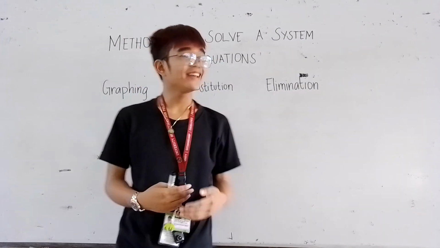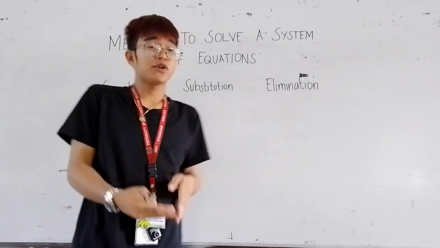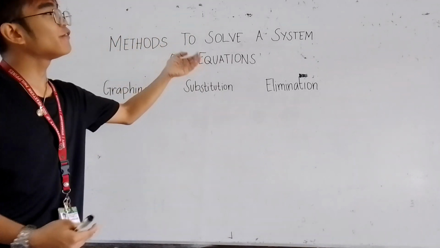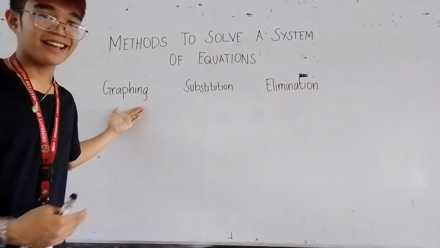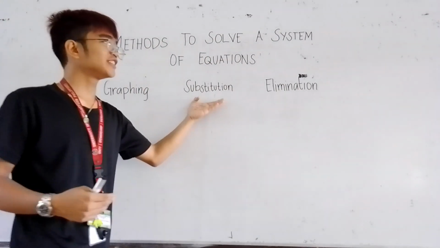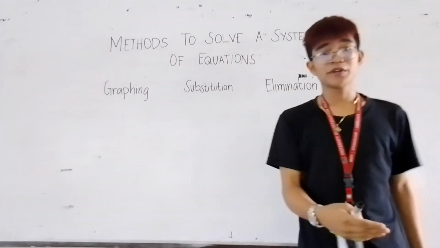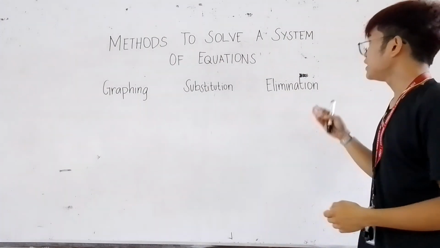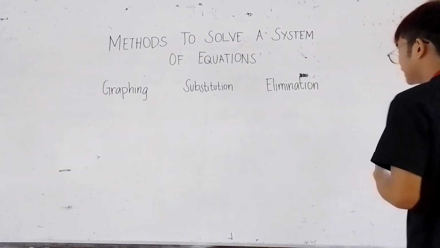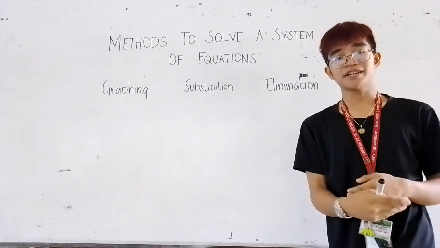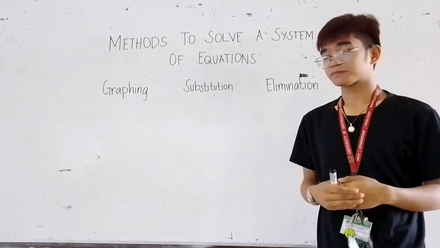Now, in solving a system of equations, we have what we call the methods to solve a system of equations. The first method is graphing, next is substitution, and next is elimination. Now, in this discussion, we're going to use the method of elimination in solving a system of equations. When we say elimination, it is to add or subtract an equation to eliminate one variable.